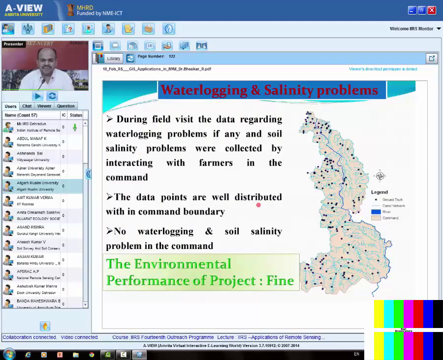Now waterlogging and salinity, again we have collected samples and through farmers' interviews we have tried to analyze whether there is a problem of waterlogging and soil salinity in this area. What we could see here is there is no problem of waterlogging and salinity. So I can conclude that the irrigation project has no environmental problem. So its environmental performance is good.